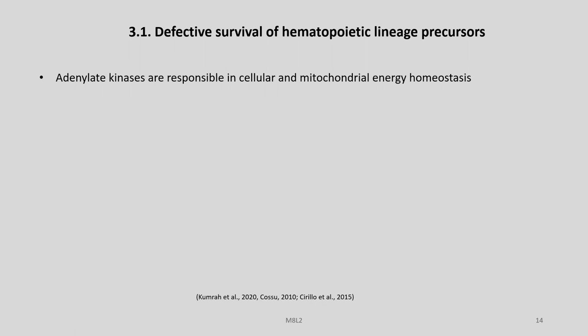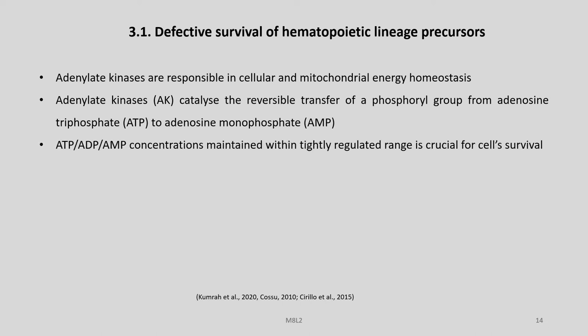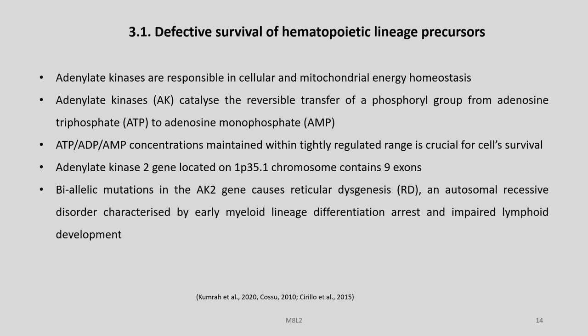Adenylate kinases are responsible for cellular and mitochondrial energy homeostasis. Adenylate kinase catalyzes the reversible transfer of a phosphoryl group from adenosine triphosphate to adenosine monophosphate. ATP, ADP, AMP concentrations maintained within a tightly regulated range is crucial for cell survival. The adenylate kinase 2 gene, located on chromosome 1p35.1, contains 9 exons.